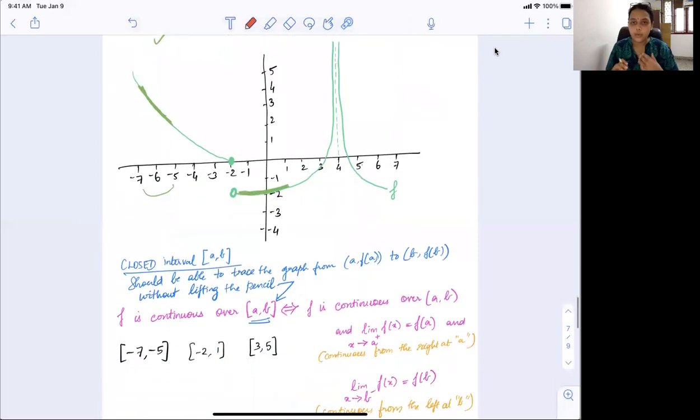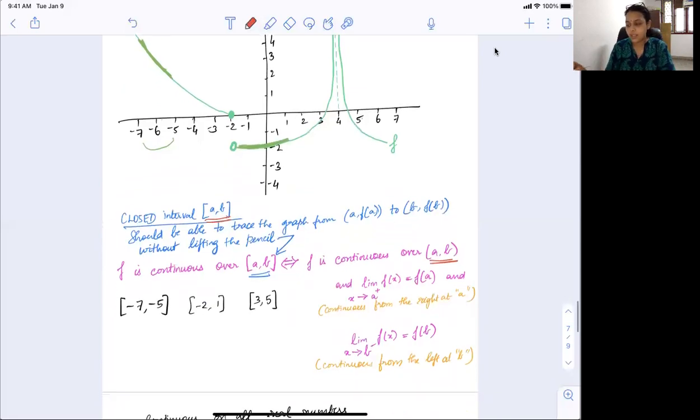Well, there's a little more nuance when it comes to talking about continuity over a closed interval. The closed interval is going to include the open interval between these 2 points as well as the 2 endpoints. So how do you define continuity over a closed interval? Well, the function now needs to be continuous at every point in the open interval between those 2 points. And it also needs to be continuous at the endpoints.